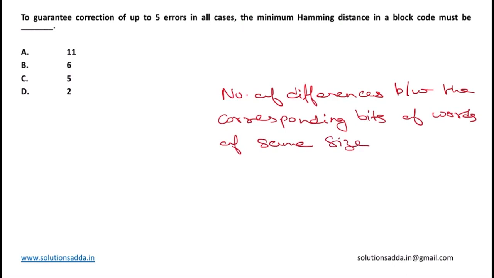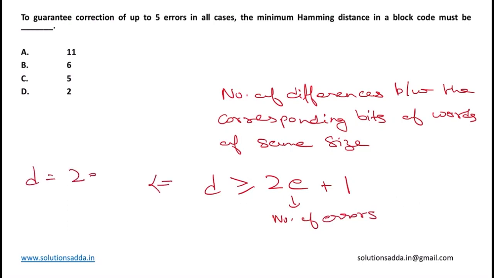And what is minimum Hamming distance? Minimum Hamming distance is the smallest Hamming distance between all possible pairs of a set of words. So it is calculated with the formula d greater than or equal to 2e plus 1, where e is the number of errors. Since it is asked the minimum distance, therefore d equals 2e plus 1, and the e value given to us in the question is 5. Therefore 2 into 5 plus 1 equals 11. Hence 11 is the correct answer.